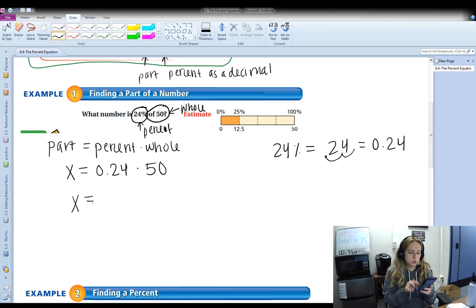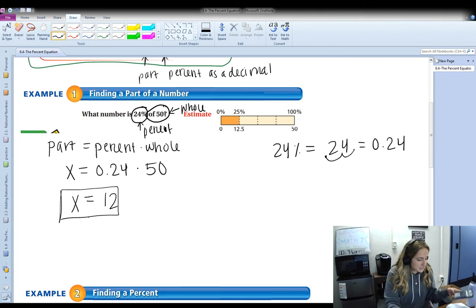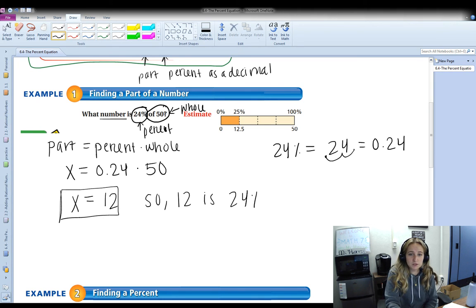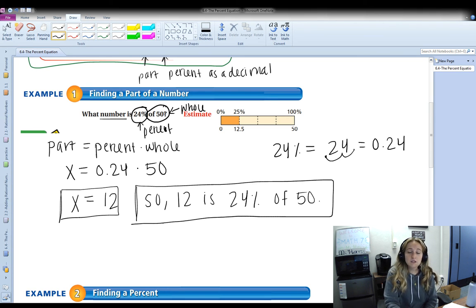Now to solve for x, literally all we have to do is multiply those together. So we're going to go 0.24 times 50 in my calculator, and that is going to give me 12, which tells me that my part is 12. So let's write this sentence. I know the number is 12 now. So 12 is 24% of 50, and that is my final answer. This one was pretty straightforward.